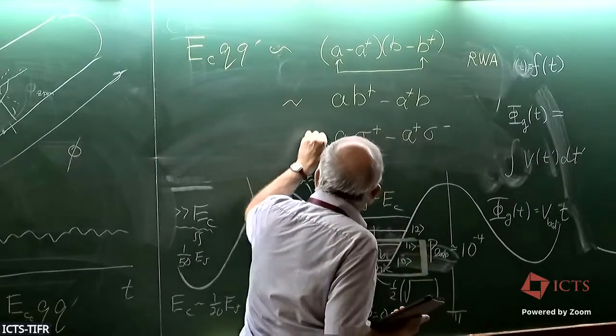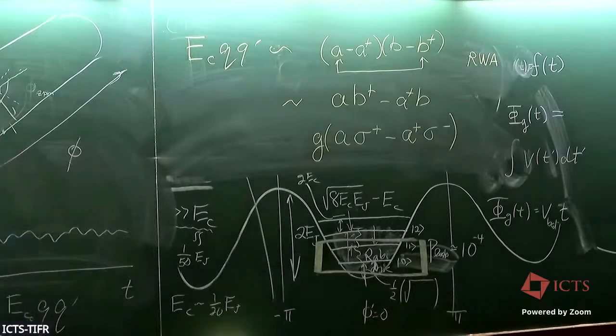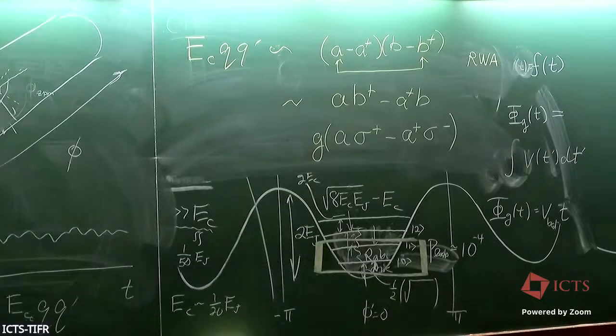And then I write this as G, and indeed I have the coupling that you've seen already, that is the sort of classic atom optics coupling with which you can do many, many tricks.